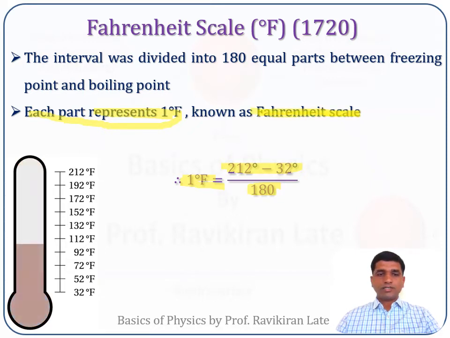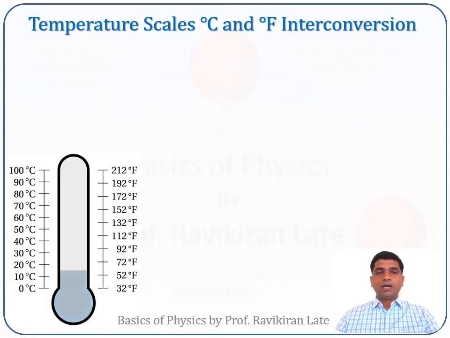So here you can see the figure which is shown over here. It shows the lower fixed point, that is 32, and the upper point, 212, and this whole interval is divided into 180 equal parts. That single part is nothing but 1 degree Fahrenheit. Now we will see how temperature is converted from degree Celsius to Fahrenheit.